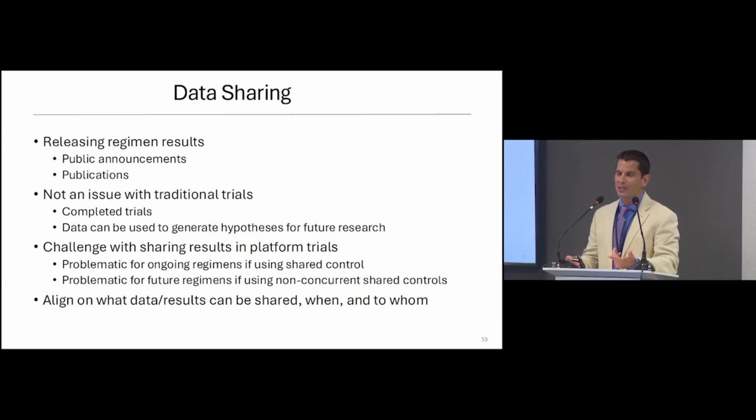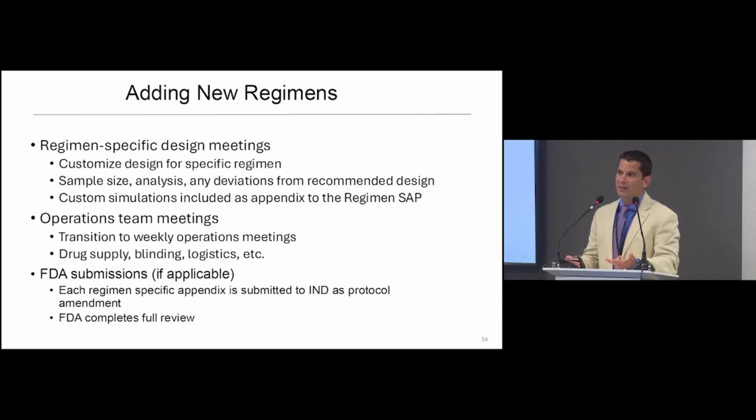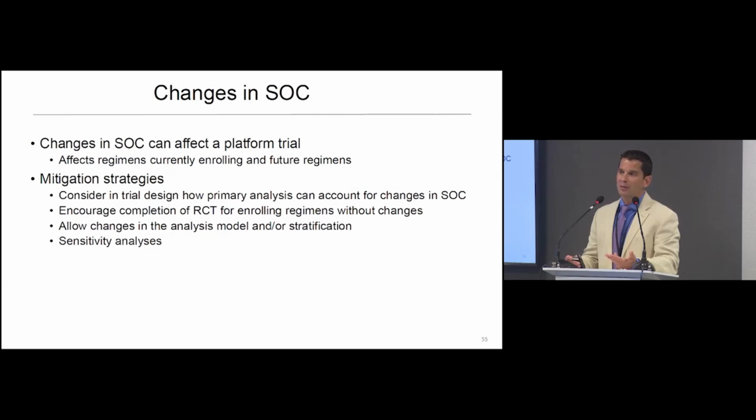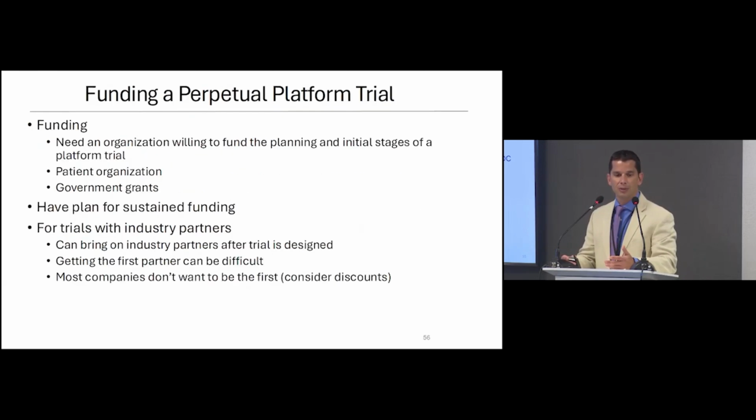Thinking about key issues like data sharing, how you're going to add new regimens, and how you're going to address changes in the standard of care as the trial is ongoing, because it will happen. For example, in the Healey ALS platform trial, we had two new approvals for drugs that didn't exist when we designed the platform trial. What are you going to do? Well, you can't deny patients access to something that just got approved. You're going to have to incorporate that. You're going to have to address it.